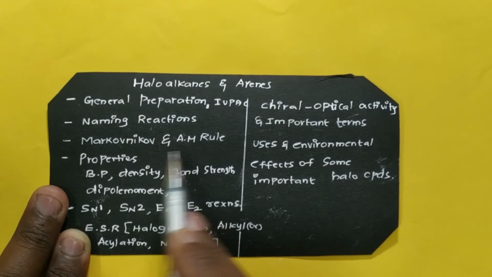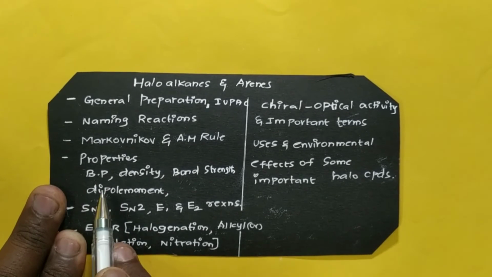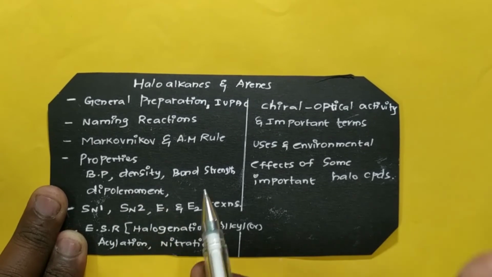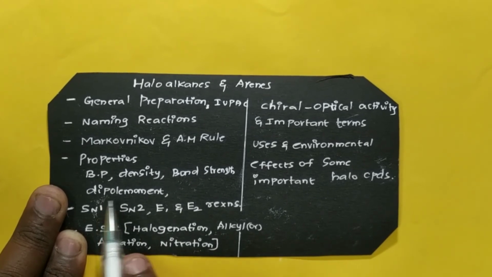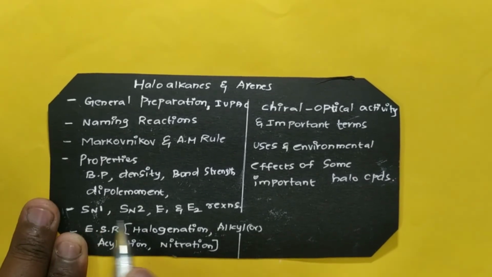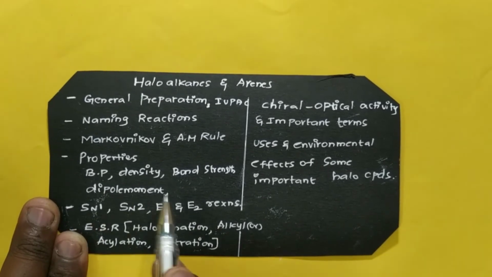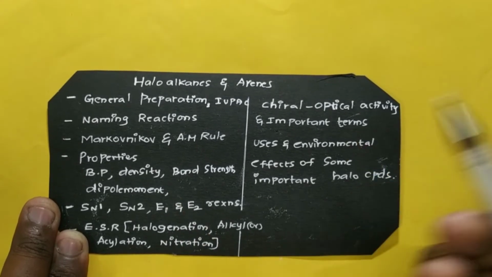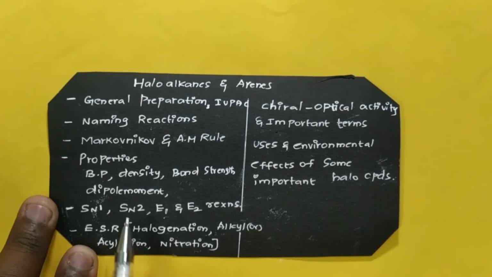It is used for unsymmetrical alkenes. And from the properties area, you may get questions on boiling point, density, bond length, or dipole moment order. They will be asking either boiling point order, density order, bond length order, bond strength order, or dipole moment order. These kinds of questions will be asked. And SN1, SN2, E1, E2 reactions, you may also expect questions. They will be giving some compounds to you. Which compound will be very favorable in SN1? Which compound is favorable in SN2? They will be asking that kind of questions. So you may expect a definite question.